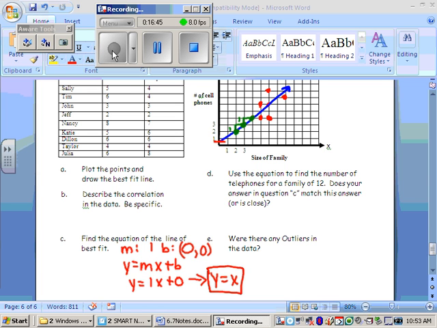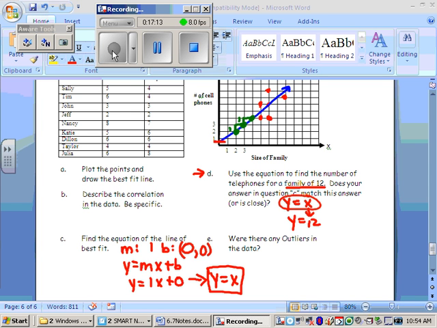Now if you move up to question D, it says use the equation to find the number of telephones for a family of 12. Now recall that the number in the family is the x. So in our equation y equals x, if x is 12, what would y be? Well, it would also be 12 because in this particular equation it says that the y and the x are equal.